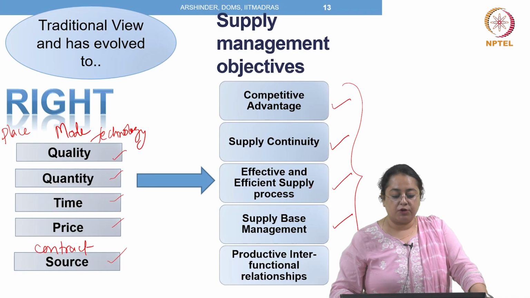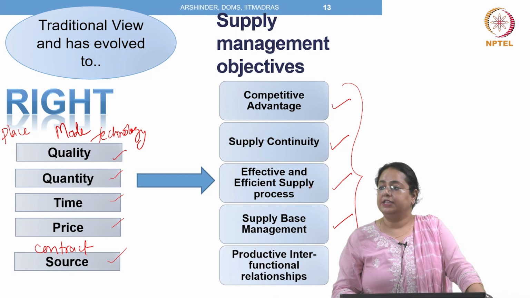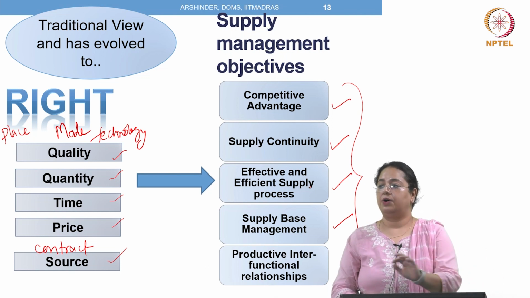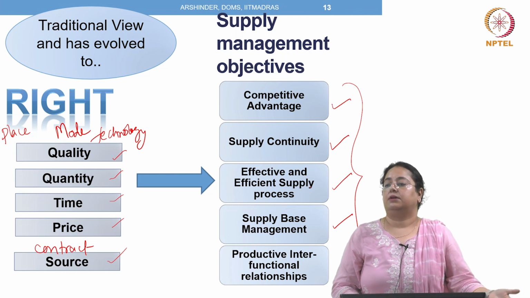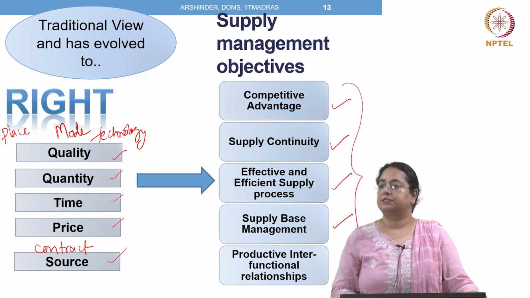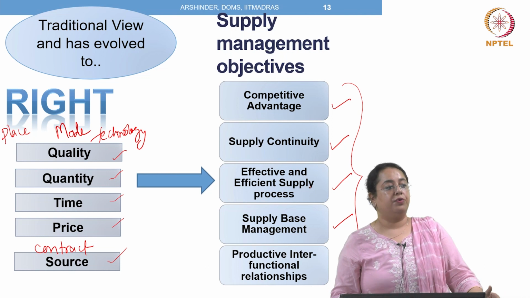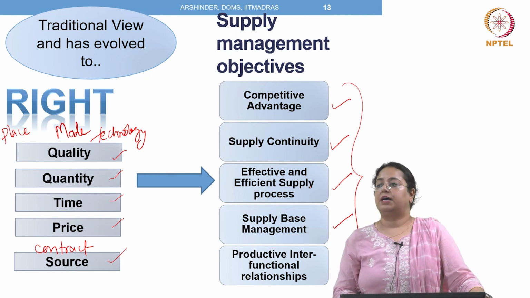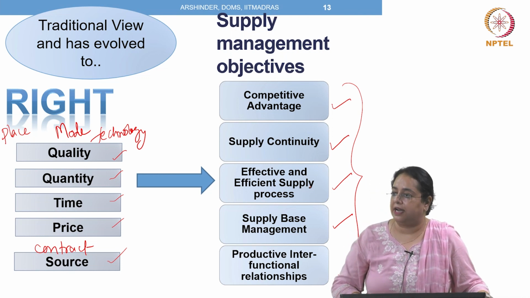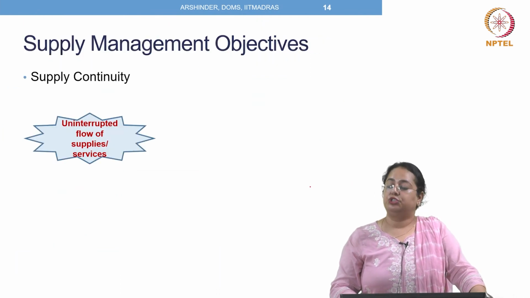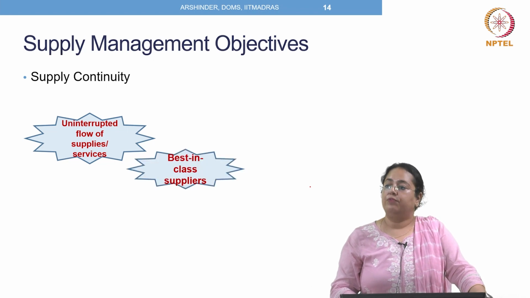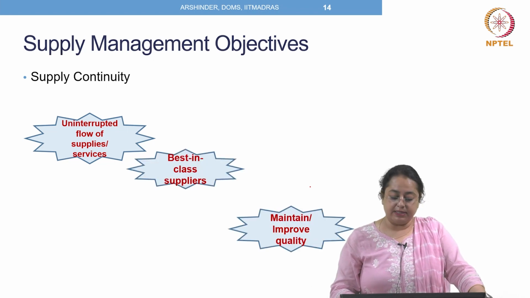The first objective is competitive advantage. We have all seen how we can align with business strategy. If it is mass customization, look for innovative products. If it is mass production, look for cost reduction and price reduction. Supply continuity: how we would ensure uninterrupted flow of supplies, how we will get from best in class suppliers, and how to maintain and improve quality.